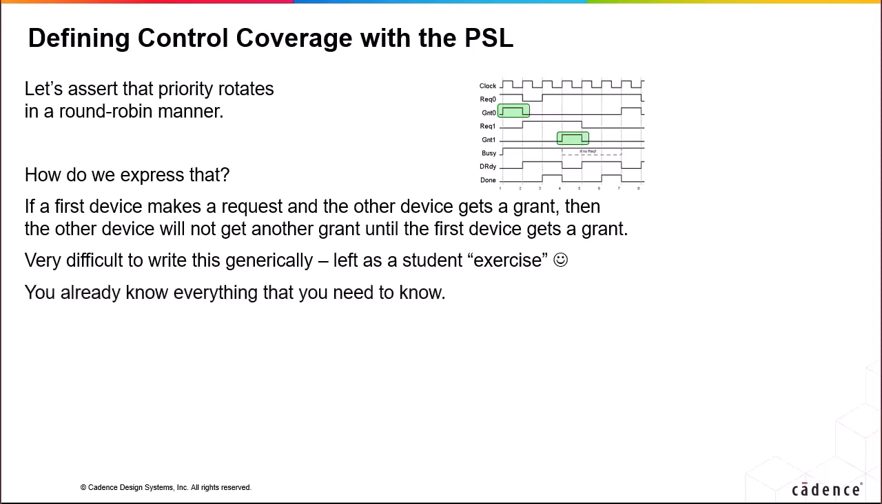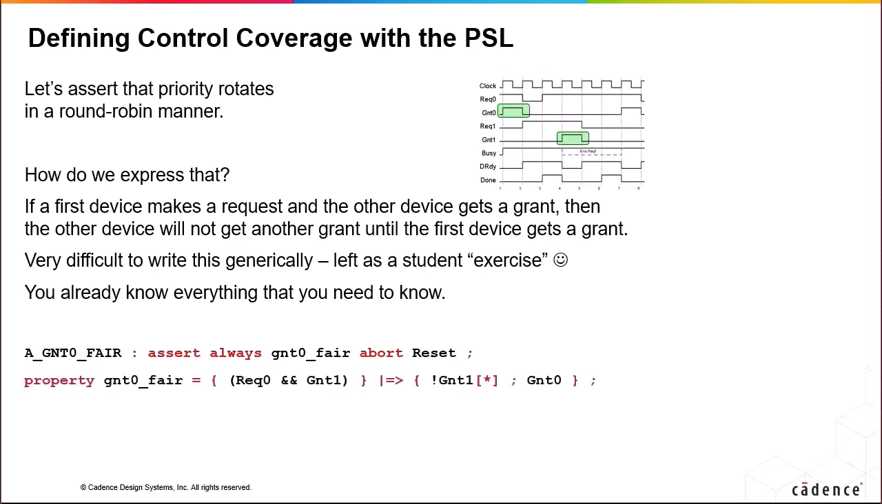To write this property non-generically, you have previously seen everything that you need to know. We state the assertion and postpone the property expression declaration. Grant zero fairness is simply that any cycle in which device 0 is making a request and device 1 is getting a grant implies that on the next cycle, the device 1 grant stays low until device 0 gets a grant. You can likewise declare, define, and assert a grant 1 fairness.